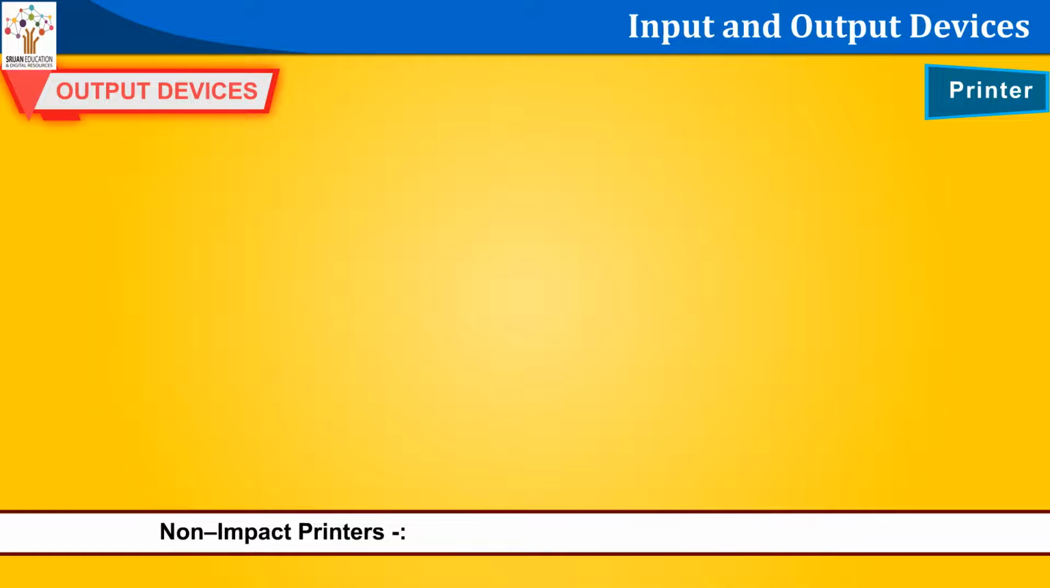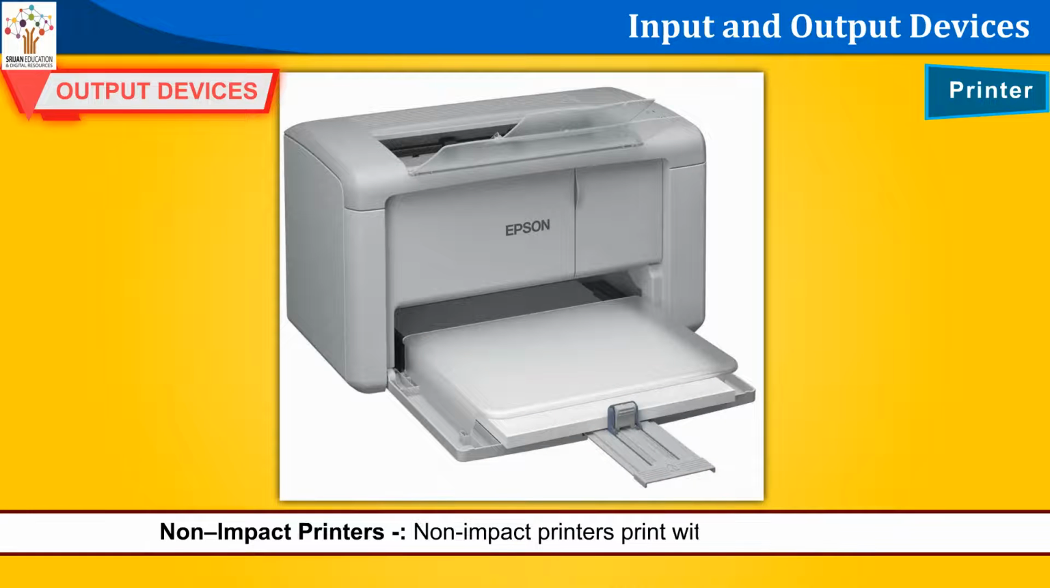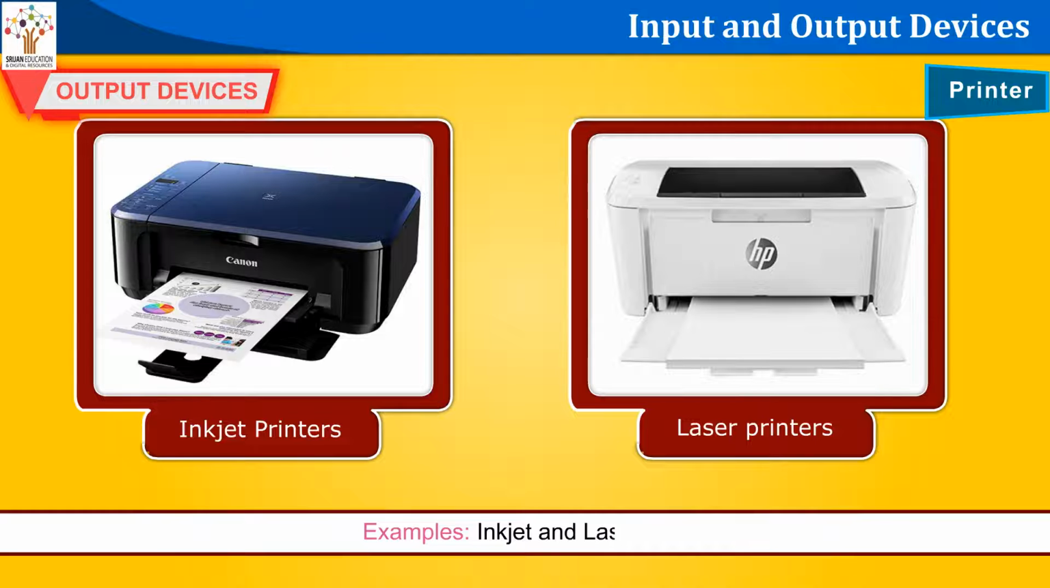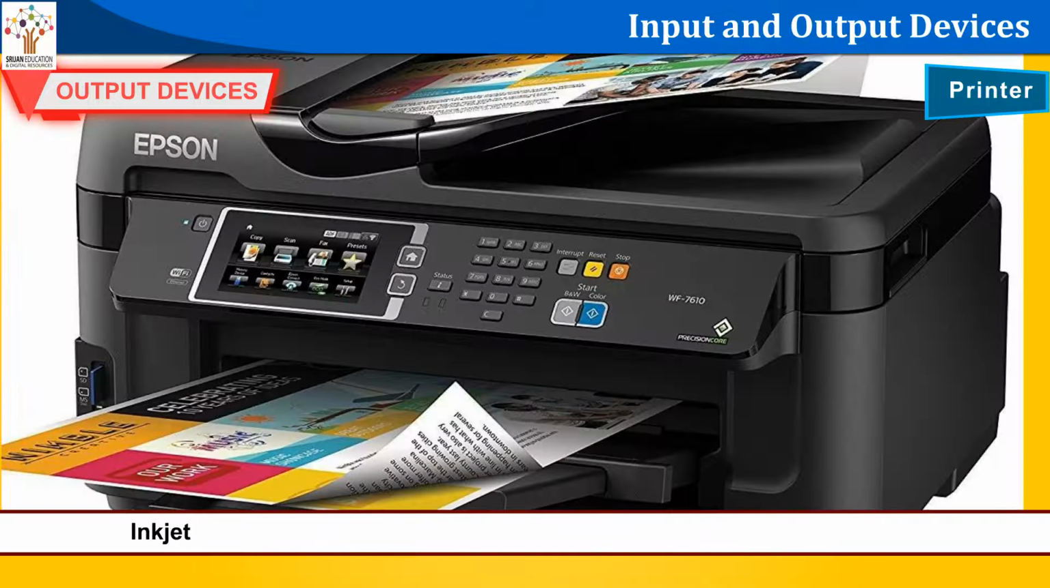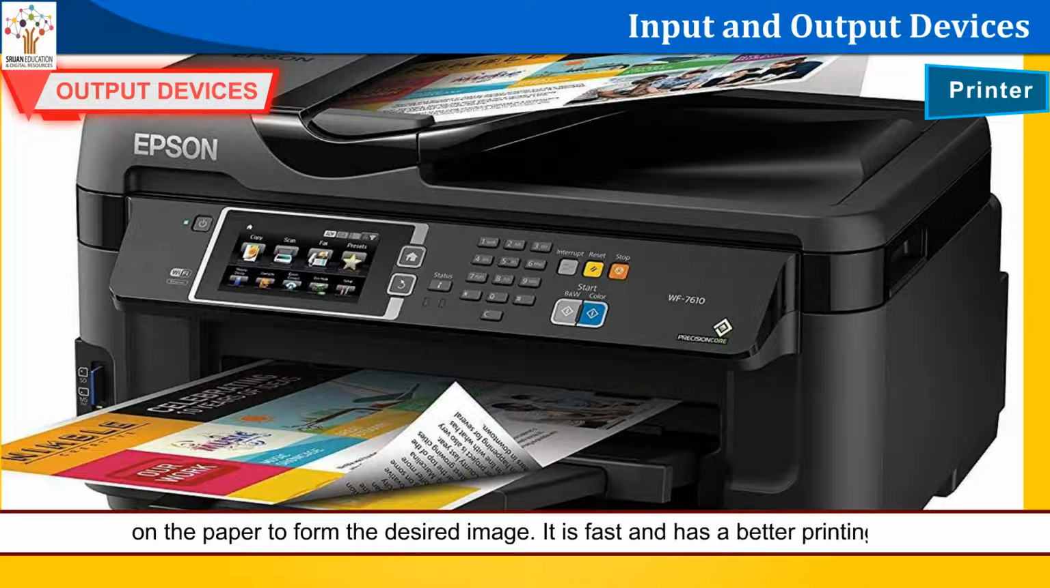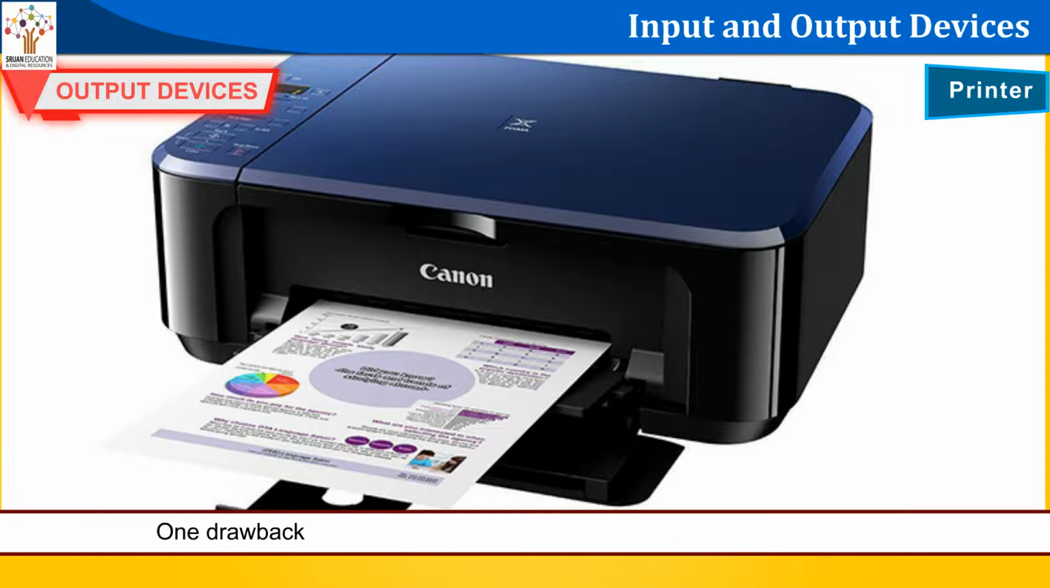Non-impact printers. Non-impact printers print without striking the page. In other words, there is no contact between the printhead and the paper. Examples: inkjet and laser printers. Inkjet printer. In an inkjet printer, the printhead sprays very small droplets of ink on the paper to form the desired image. It is fast and has a better printing quality. One drawback of inkjet printers is that the printout may smear if it gets wet.